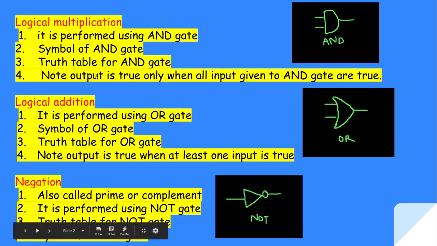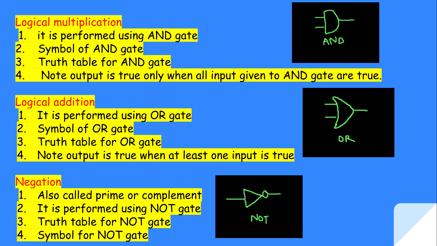So I hope you're clear with this fourth point, when will the AND gate give the output as true. So let's move on to our next operation, which is logical addition. It is performed using the OR gate. So if you want to implement logical addition in the computer, you use this OR gate.